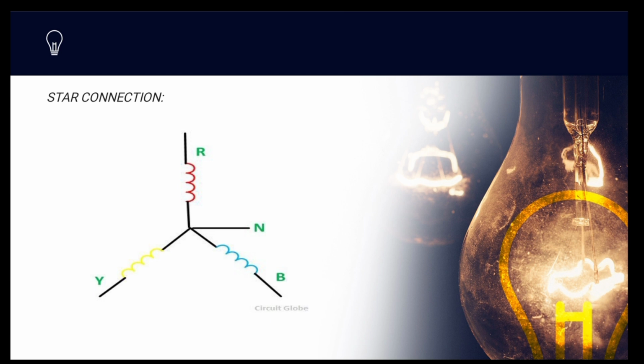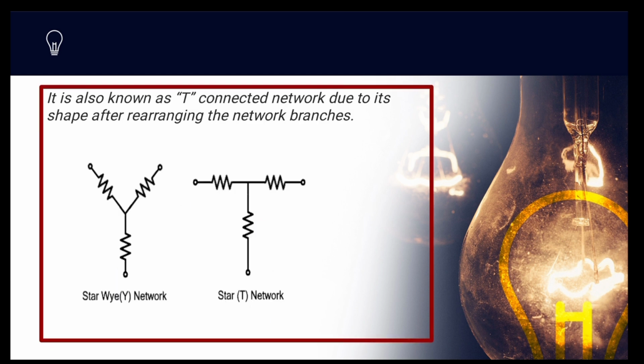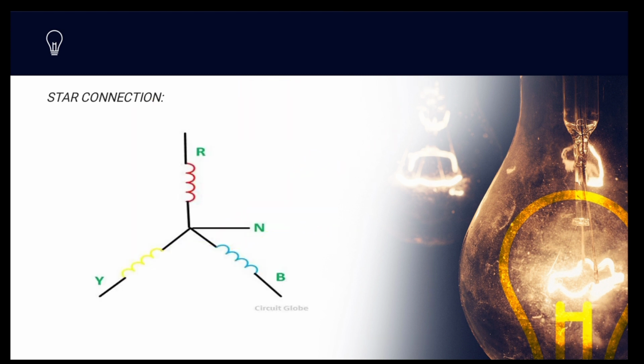Now let us see what is the delta. Before that, star is also known as T. Suppose you stretch this resistor and this resistor, it almost looks like a T, right? Before, it looked like a star or like Y, but we can restructure it into a T. So this is also known as a T connected network, due to the shape after rearranging the network branches. I think you got my point.